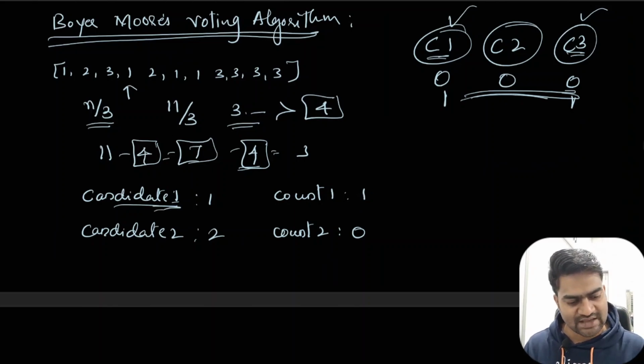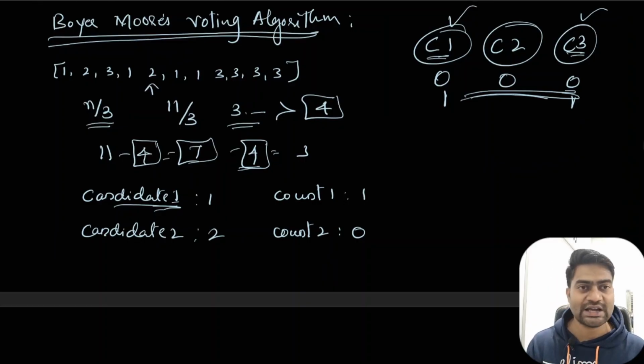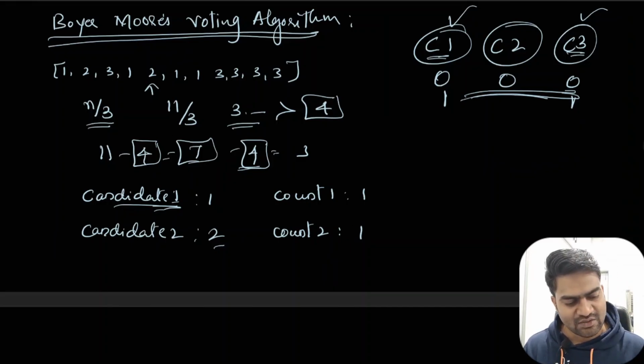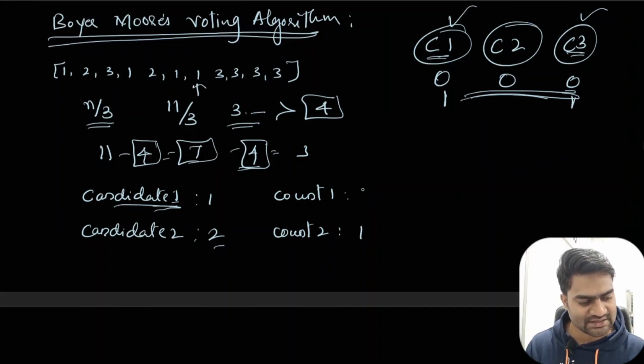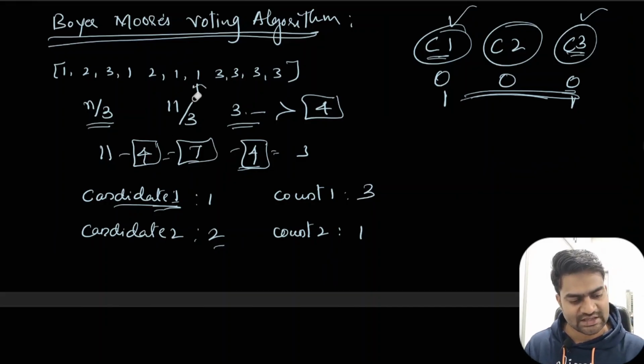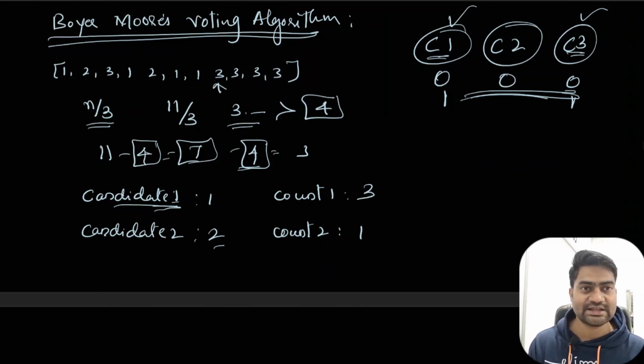Okay. Next I will move to next number, which is 2. So now if you see, it is candidate 2, so I will increase its count by 1. Okay. Now I will move to next number. Now I get 1. So it is candidate 1, so I will increase the count to 2. Now I will go to next number. Again it is 1, so I will increase the count to 3.